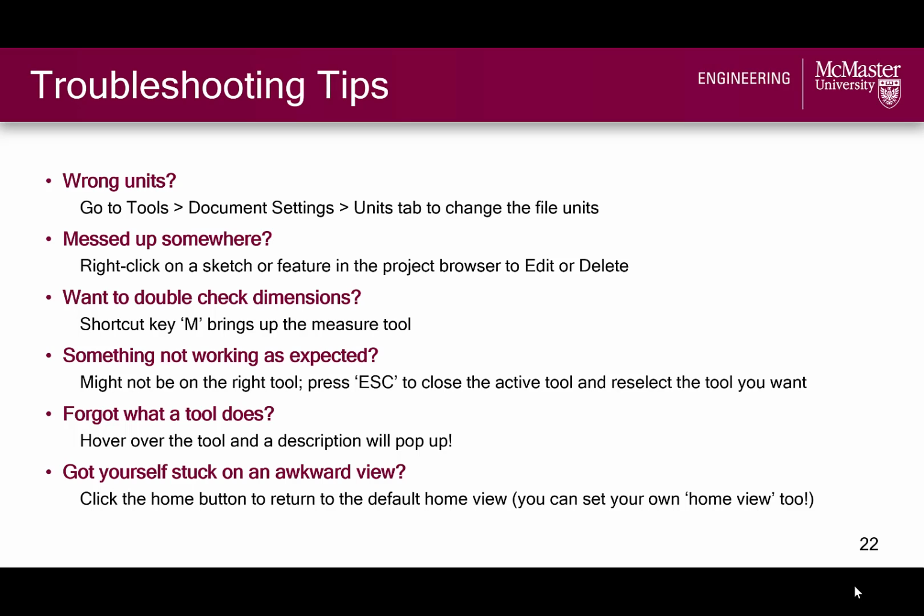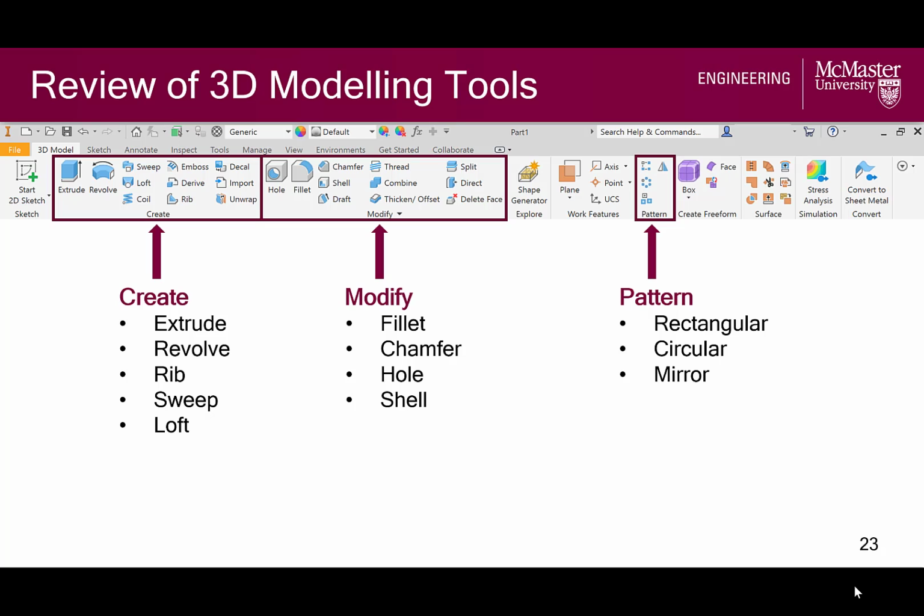As with Lab 1B, this slide provides some troubleshooting tips that you can consult on your own time if you run into any issues as you develop your part modeling skills in Inventor. And these are also provided in a PDF document with the rest of the course material for your perusal. For now, this wraps up our lab video on Inventor modeling tools. We have now introduced a number of create, modify, and pattern tools, and I encourage you to play around with these tools on your own to see what they can do.